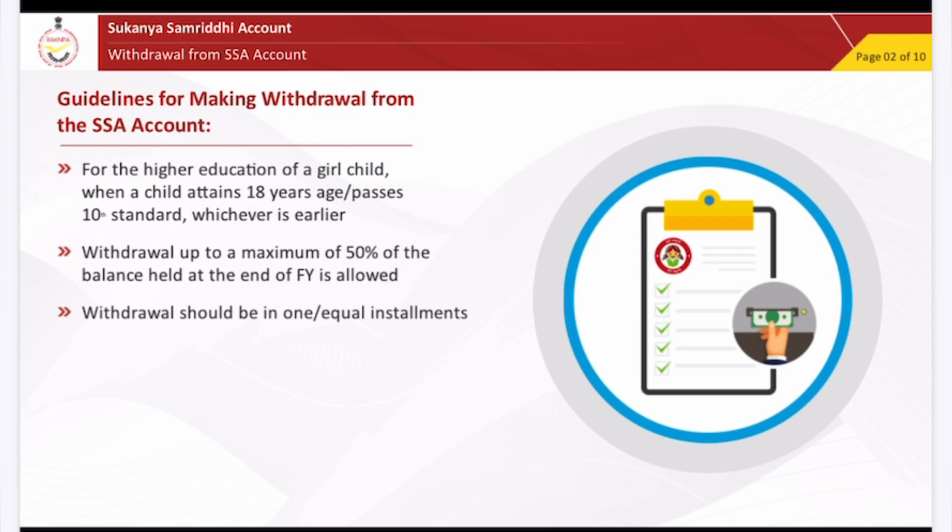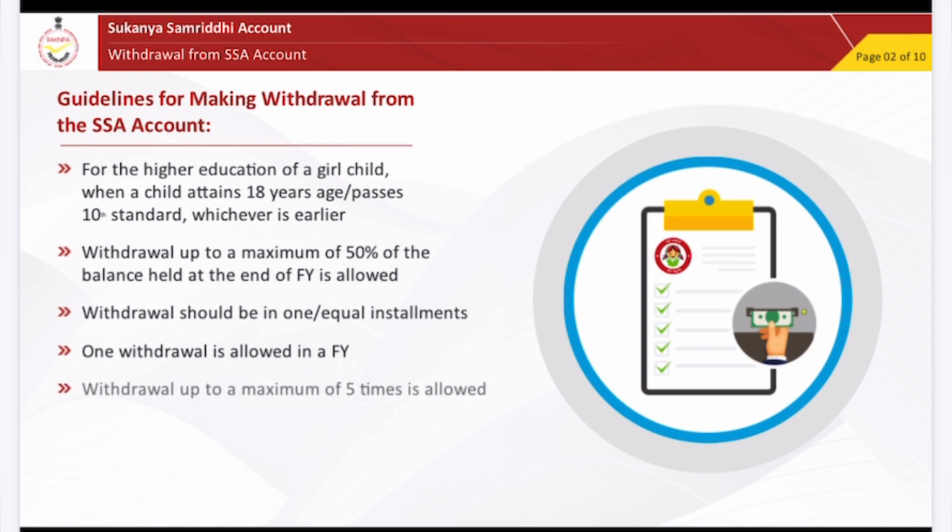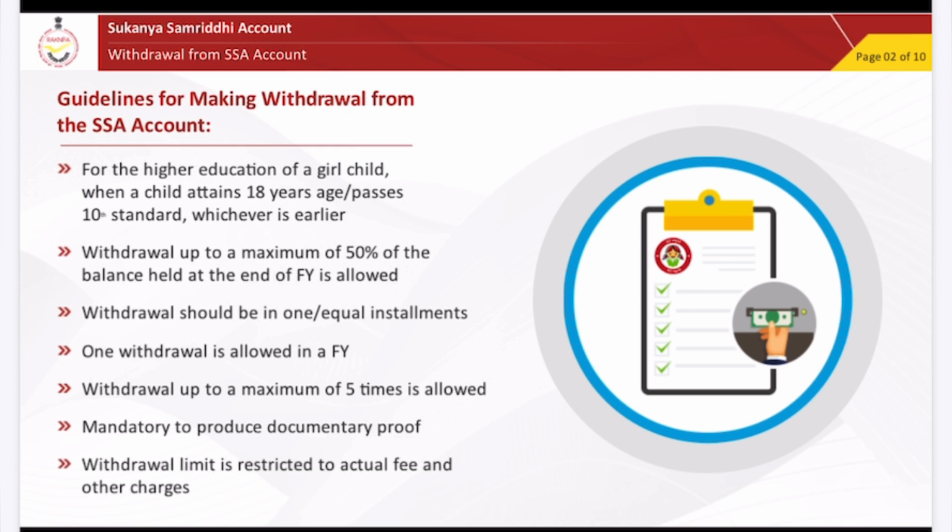Withdrawal can be made in one or more equal installments. Withdrawal can be made only once in a financial year. A depositor can make a withdrawal for a maximum of 5 times. To make a withdrawal, a depositor needs to produce documentary proof obtained from the educational institution. The maximum withdrawal limit is restricted to the actual fee and other charges.